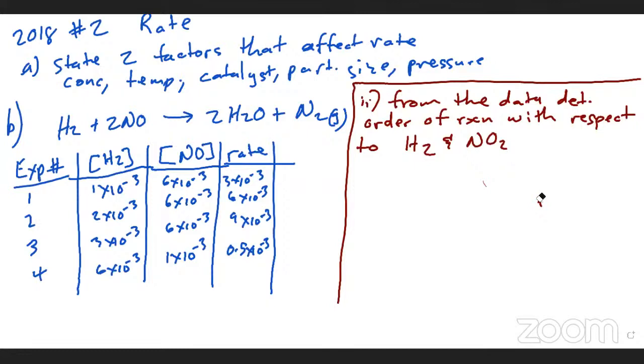all right, so to calculate the order of the reaction, you can look at the table and just figure it out. But in the interest of time, I'm going to show you how to calculate it because they can also ask for it. So you can actually calculate the order of the reaction. I'm going to start with hydrogen, and I'm going to use this formula.